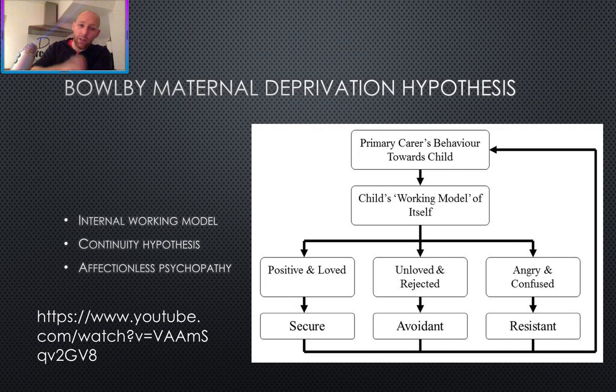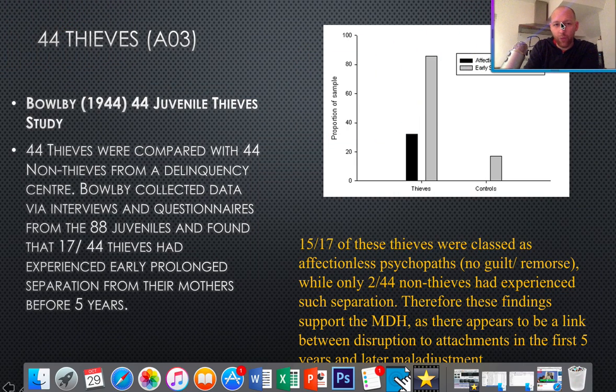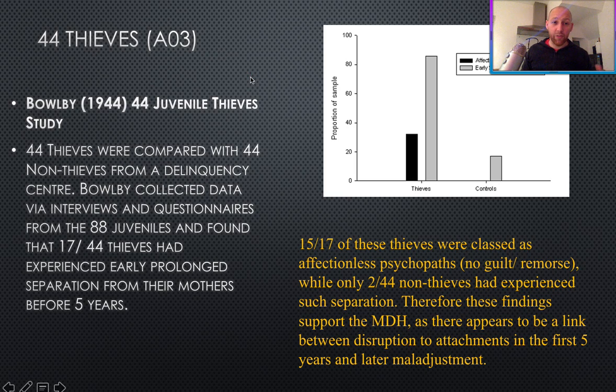Continuity hypothesis. Dysfunction at this young age can lead to problems later on in life, and affectionless psychopathy, which brings us to Bowlby's 44 thieves. Remember, 44 thieves were compared to 44 non-thieves from a delinquency centre. Bowlby collected data via interviews, found that 17 out of the 44 juveniles, thieves, had experienced early prolonged separation, compared to very few of the controls. Out of the thieves, 15 were classed as affectionless psychopaths, as in they had no guilt or remorse for their actions, while only 2 of the 44 non-thieves made that same classification and had experienced separation.